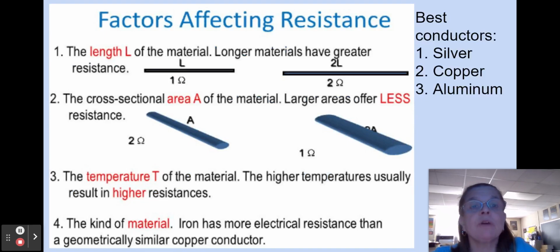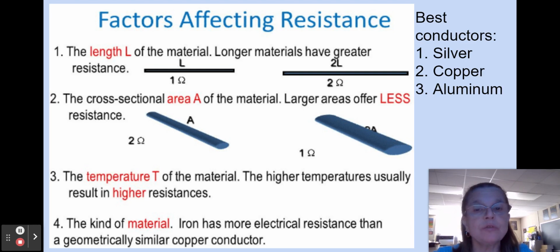Hopefully you remember there are four factors that affect the resistance of a conductor. The length of the wire itself. If it's short, less resistance than if it's long. So if I have a piece of copper wire of a certain resistance and I double the length, I double the resistance.